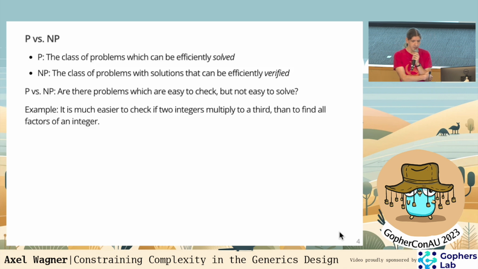And P versus NP is the question: are there problems which are efficiently verifiable but not efficiently solvable? And this is an open problem. We don't actually know whether that's the case. But we generally do assume that this is the case. We generally assume that there are such problems.